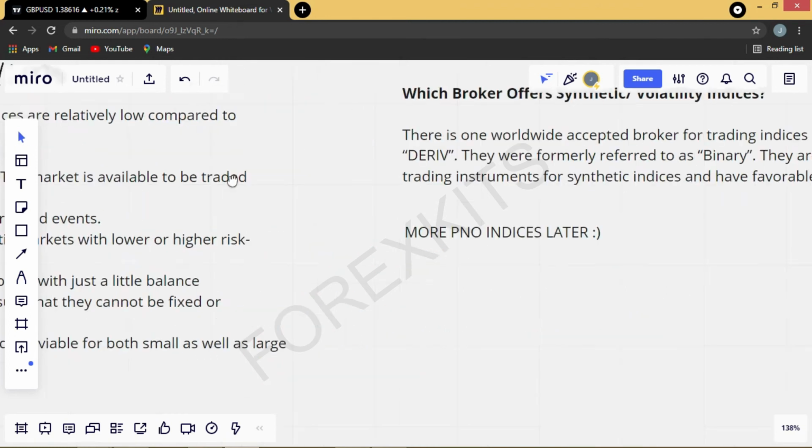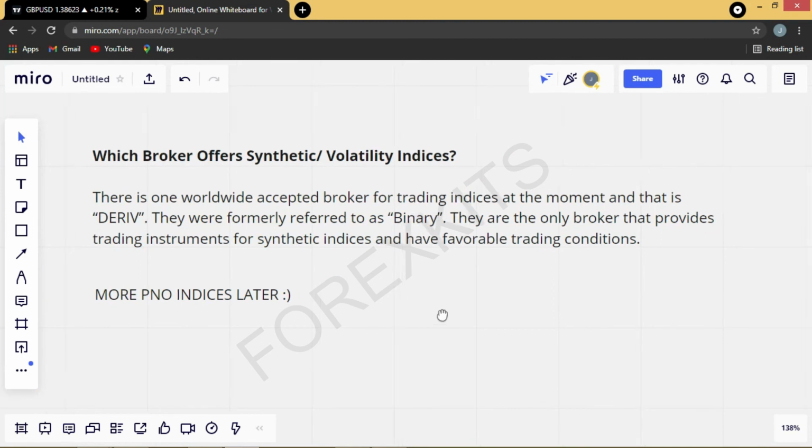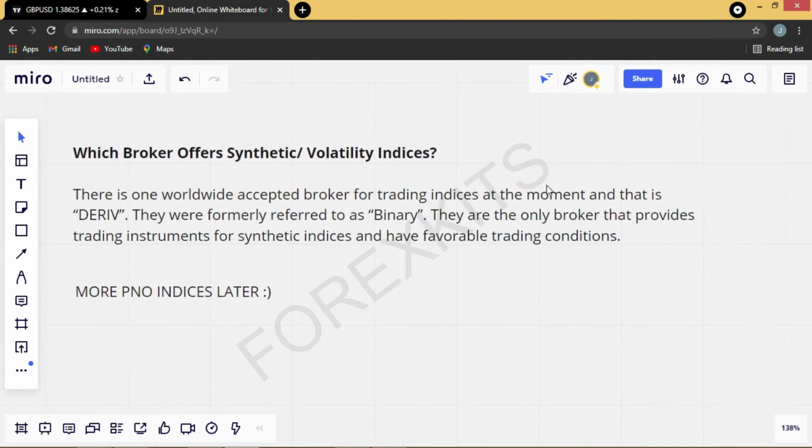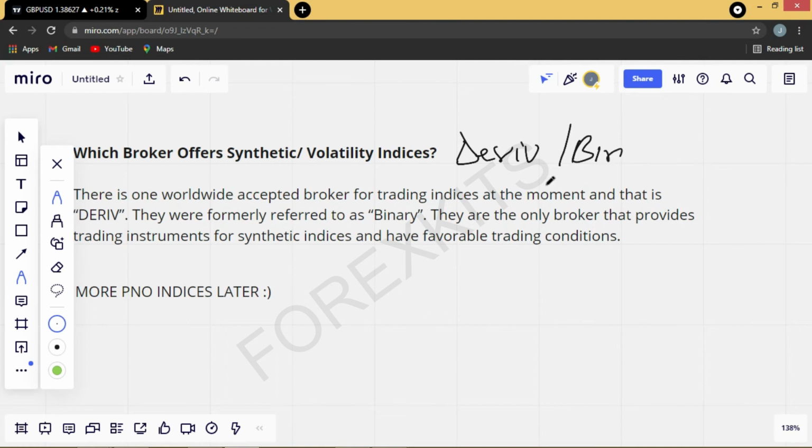Okay, and what broker offers synthetic or volatility indices, right? It's only available on Deriv right now. They were previously referred to as binary. Okay, they've been around for decades, right? And then they decided to change, remodel, and bring in a couple more things, to make it fun to work with them, right? So Deriv is the only broker that offers this.